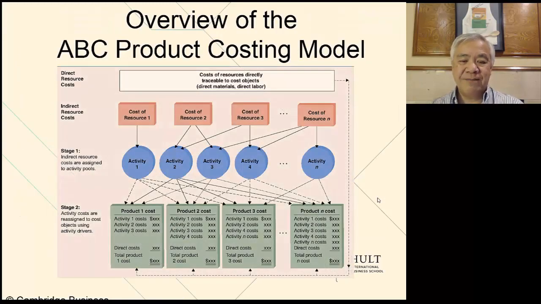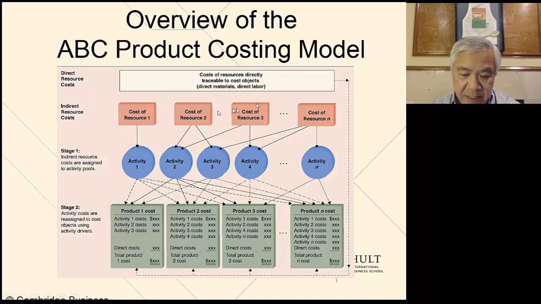This chart is a bit daunting, but it is very accurate, so if you understand it, you'll be halfway home on ABC. The top rectangle here in white are the easy things. They're the direct costs that are attributable to a product. These are things like direct materials and direct labor. We know what those are because we see them going into the product, or we see labor being applied to manufacture a given product. So those are relatively easy. We saw those also in job order costing, and we called those direct labor and direct materials.